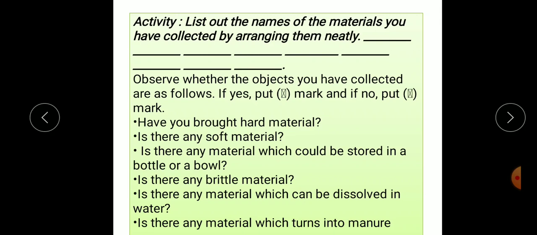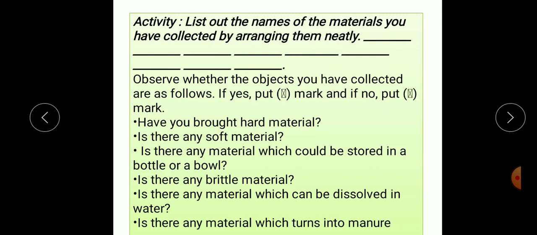Is there any brittle material? Brittle means breakable material. Yes, ink pot is a hard material but it is easily breakable. Next, is there any material which can be dissolved in water? No, here no material can be dissolved in water. Next, is there any material which turns into manure after mixing with the soil? Yes, here flower, grass and wood. These turn into manure after mixing with soil.